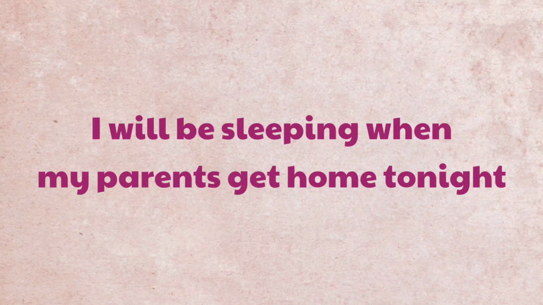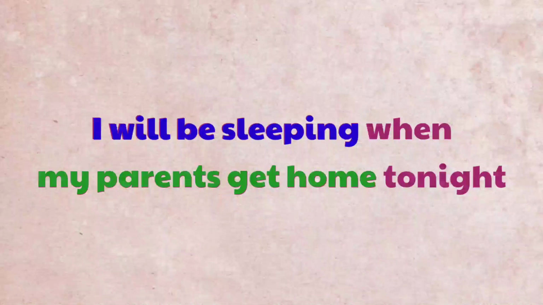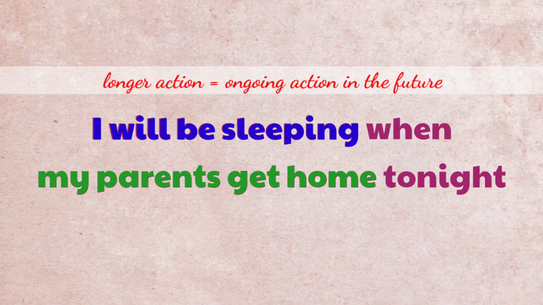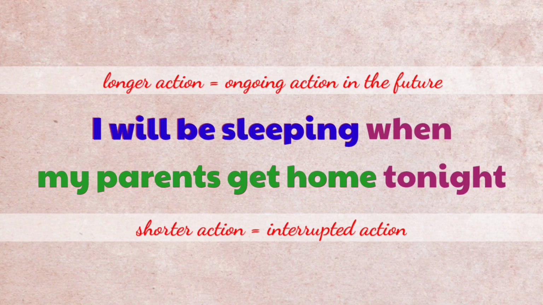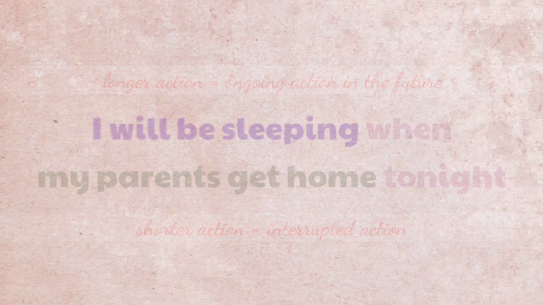There are two actions in this example. I will be sleeping and my parents get home. I will be sleeping is the longer action and my parents get home is the shorter action. The longer action is the ongoing action, so here the subject is I and then will be. After that, verb ing, sleeping. I will be sleeping. The shorter action, my parents get home, is the interrupted action.